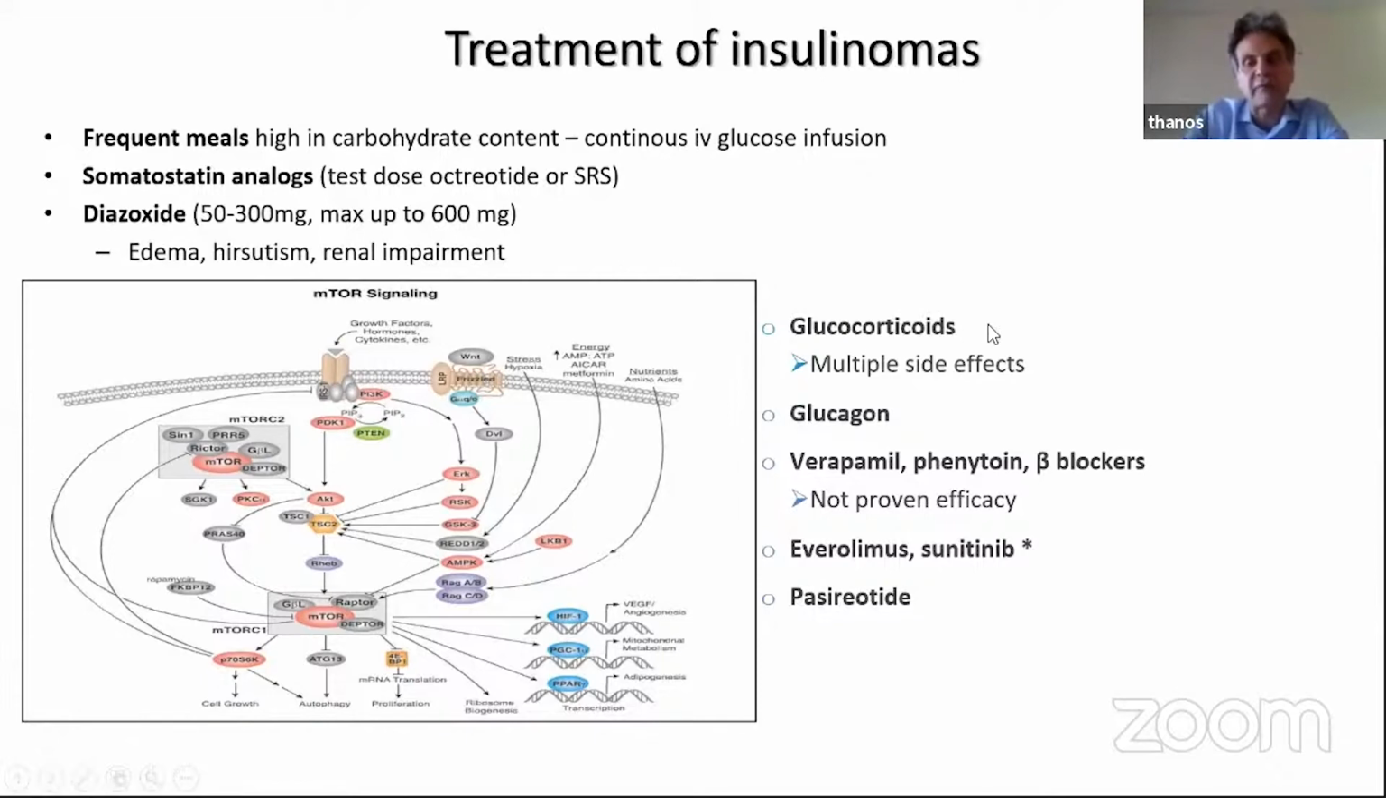Glucocorticoids can be used, but they have multiple side effects, and they don't perform very well. And the short-term glucagon can also be used, and there are some reports of continuous glucagon infusion. Medications that are mentioned in the literature, like verapamil, phenytoin, and beta blockers, have not been shown to have efficacy, and there are some data about everolimus and sunitinib. And of course, pasireotide, which is a neurosomatostatin analog, and long-acting somatostatin analog, we do know that it has a deleterious effect on metabolism or glucose metabolism.